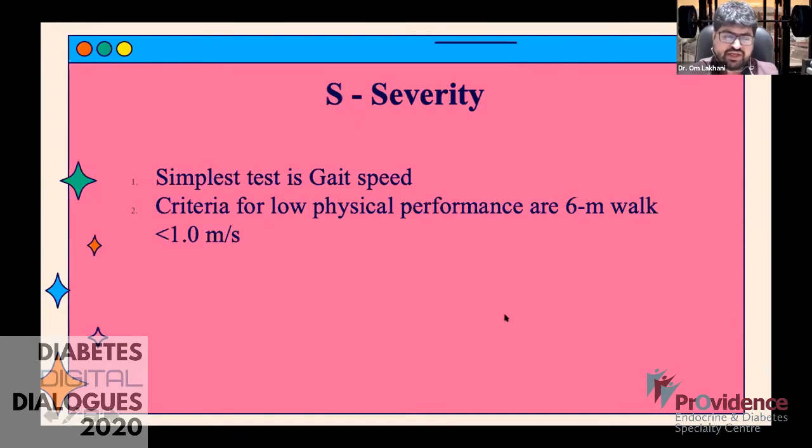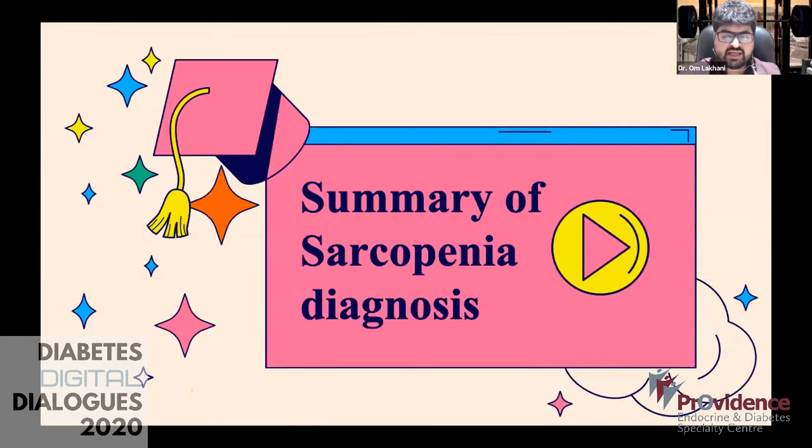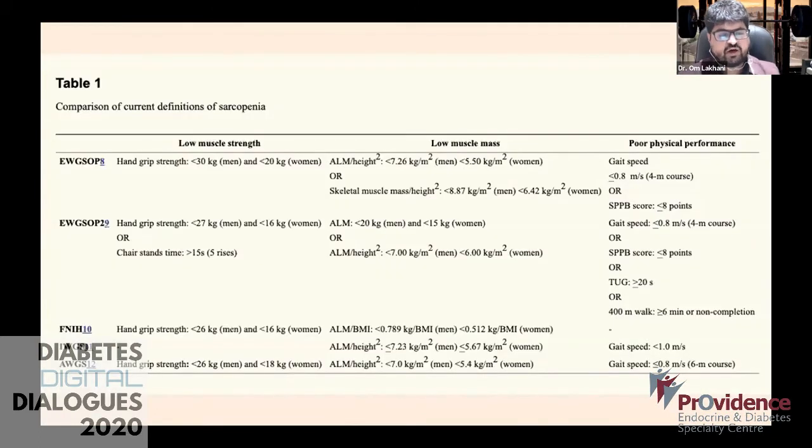Slow gait speed is not only a marker of sarcopenia, it's a marker of severe sarcopenia. So just keep your eyes and ears open for your patient. Just to summarize the diagnostic part, this is the current definition of sarcopenia, based on the various guidelines you can see here.